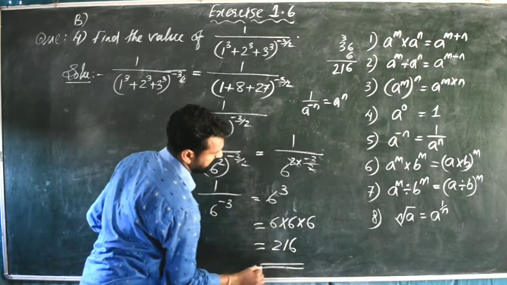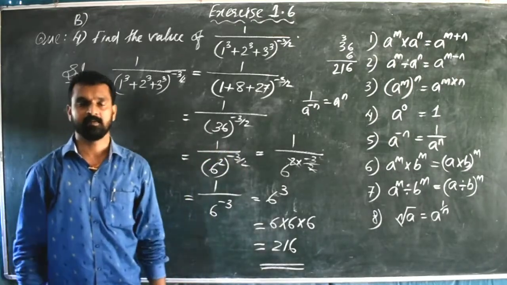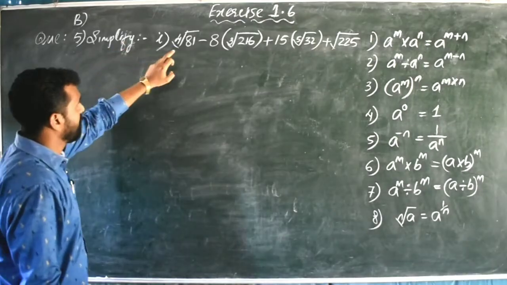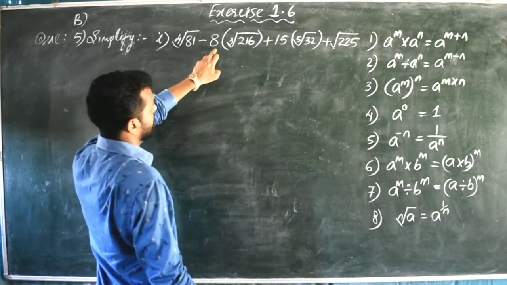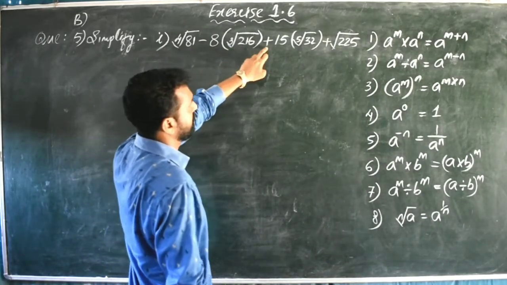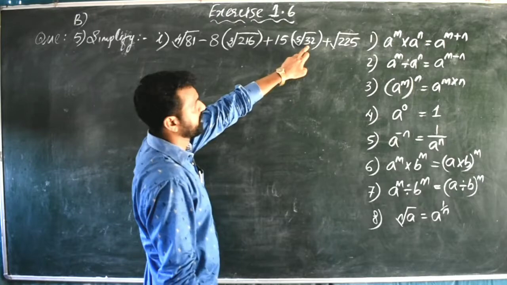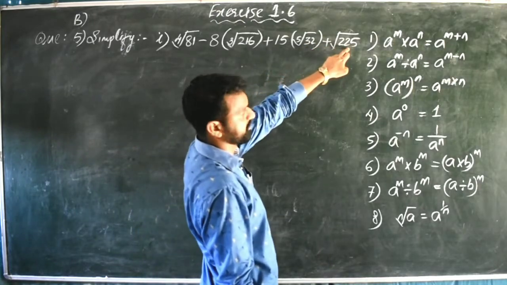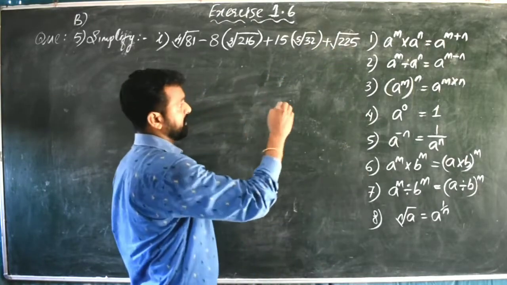216. That is the answer. Now let's see question number 5. Simplify 4th root of 81 minus 8 into cube root of 216 plus 15 into 5th root of 32 plus square root of 225. And there is a correction in this question.